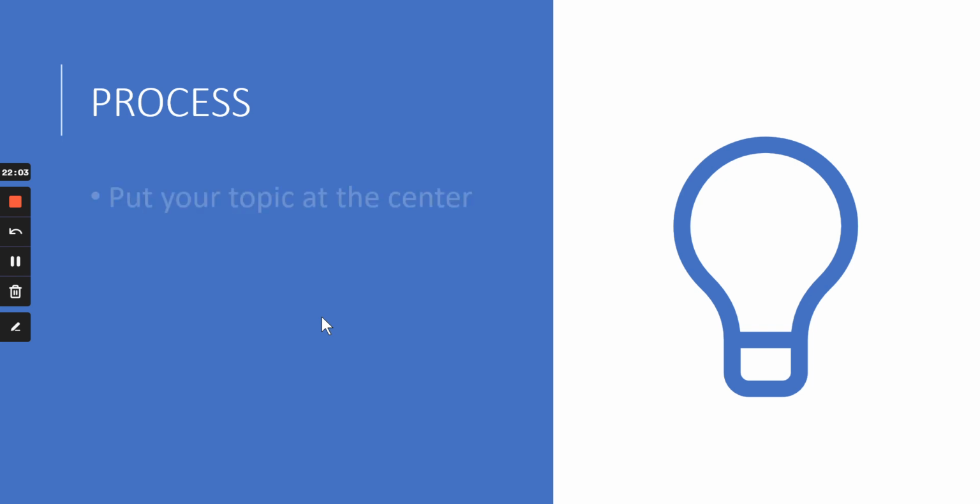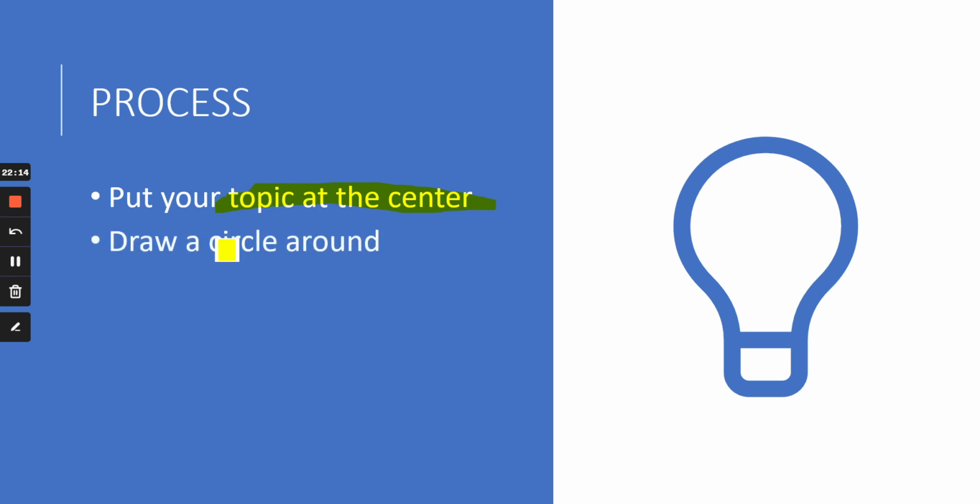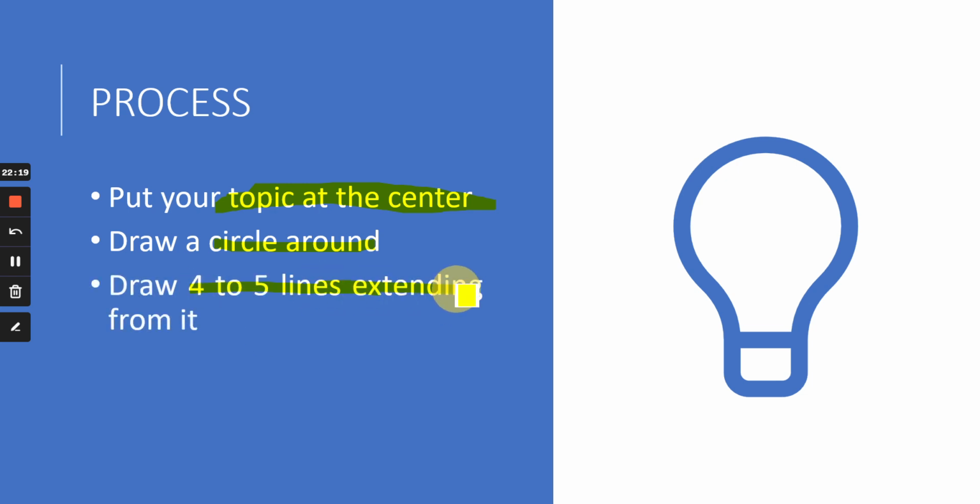So here what you have to do is put your topic at the center and circle it. Yeah, of course, draw a circle around it. I've already told this. Then draw 4 to 5 lines extending from it. So put a topic, circle it, and draw 4 to 5 lines, just like sun rays. We circle the sun, then extend lines from it, right? So the topic is in the center, then we have 4 to 5 lines.